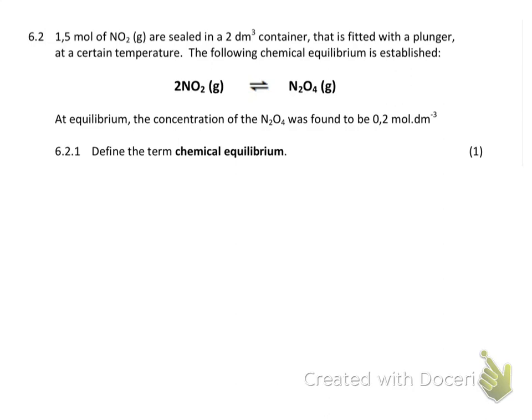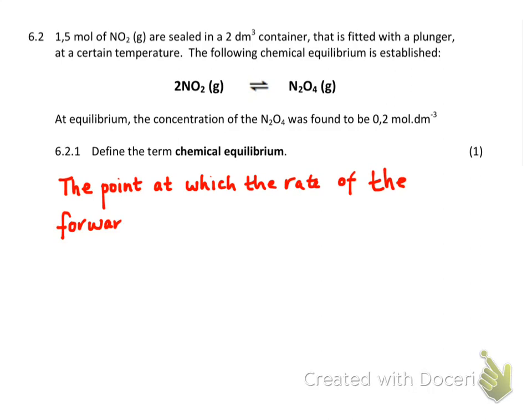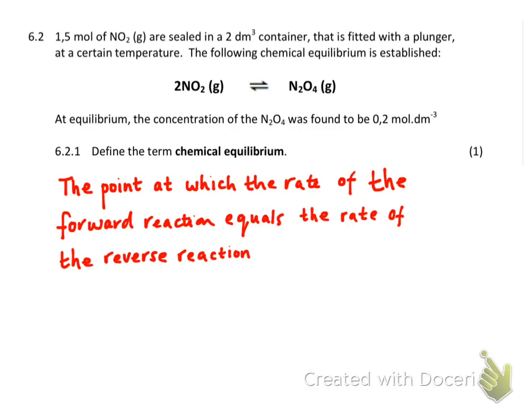6.2, we're given this equilibrium reaction between NO2 and N2O4. It's one that we know well. First question asks us to define chemical equilibria, and this is something you just need to learn. It's the point at which the rate of the forward reaction equals the rate of the reverse reaction. And that's the definition for chemical equilibrium. All right, 6.2.2.